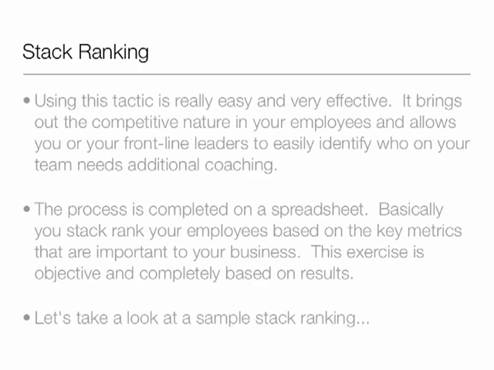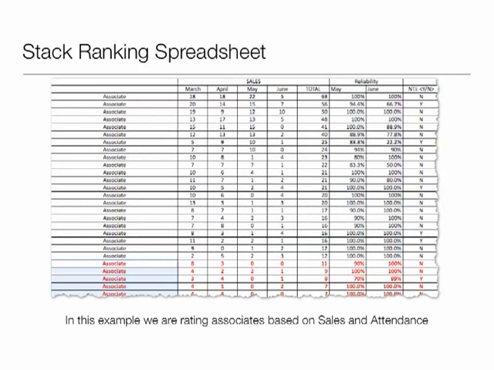Let's take a look at a sample stack ranking. Here, on the left-hand column, you have the associates, and then in the columns to the right, you'll list your KPIs, or the things that are important to your business. And then you put the results in there. In this example, we're rating associates based on sales and attendance.